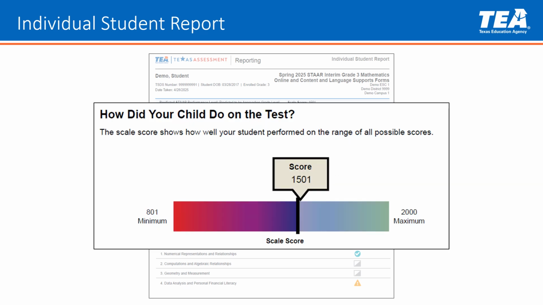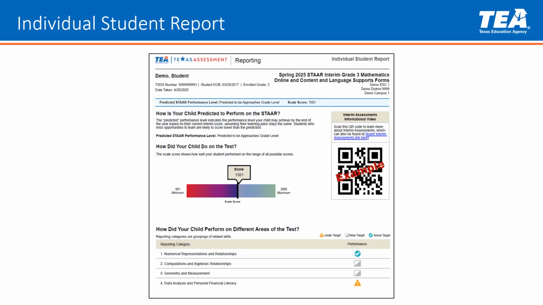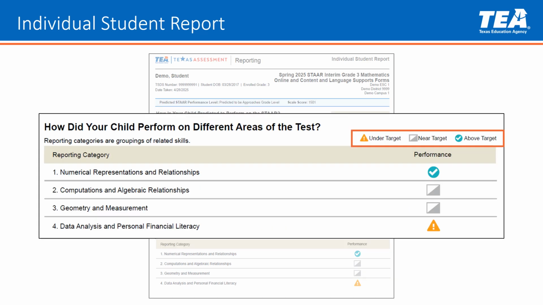The next part of the report shows how the scale score your student received compares to the maximum possible score for this test. The scale score is the overall performance score. The table at the bottom of the page breaks down how well the student performed within the 4 content reporting categories. Reporting categories are groups of related knowledge and skills that students need to learn over the course of the year. How your student performed in each group is measured by 3 target levels: under, near, or above target.